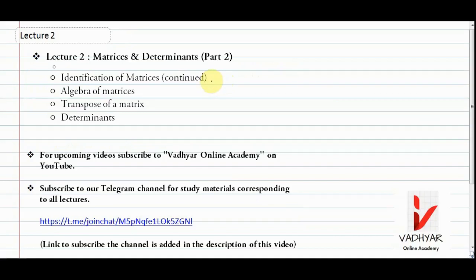Okay, now in lecture 2, we will discuss about identification of matrices. We will continue with that topic. Then we will discuss about algebra of matrices, transpose of a matrix, and determinants.